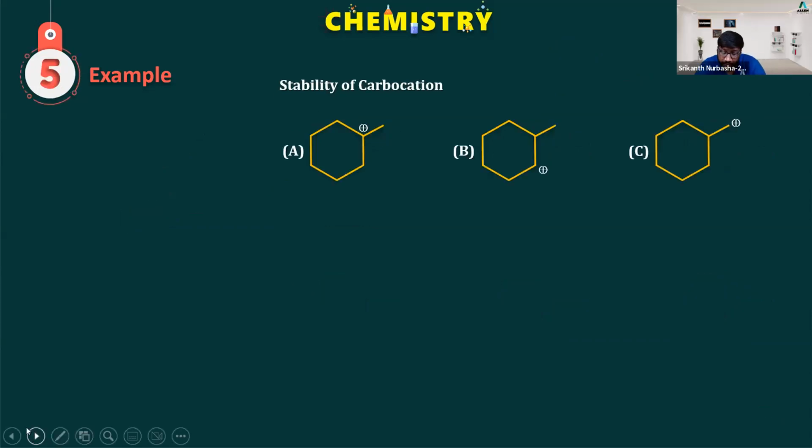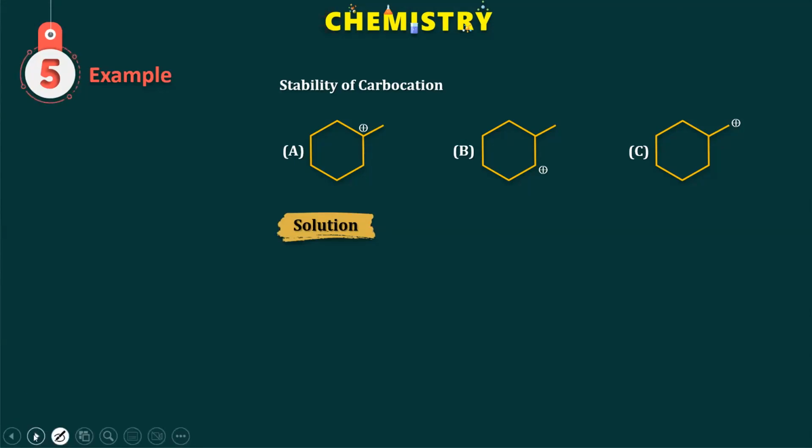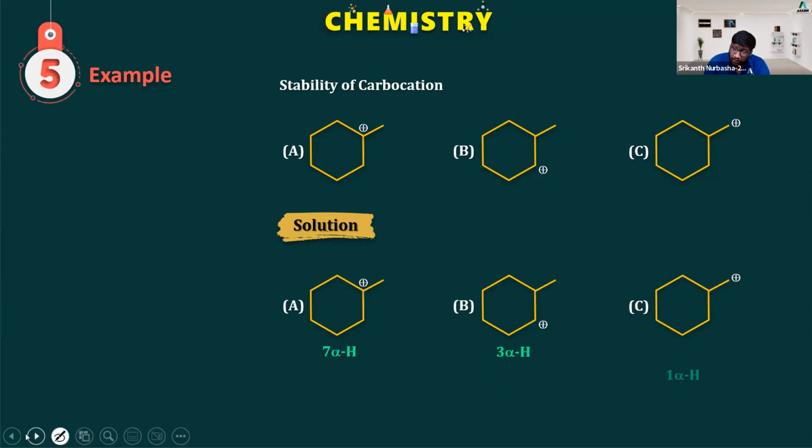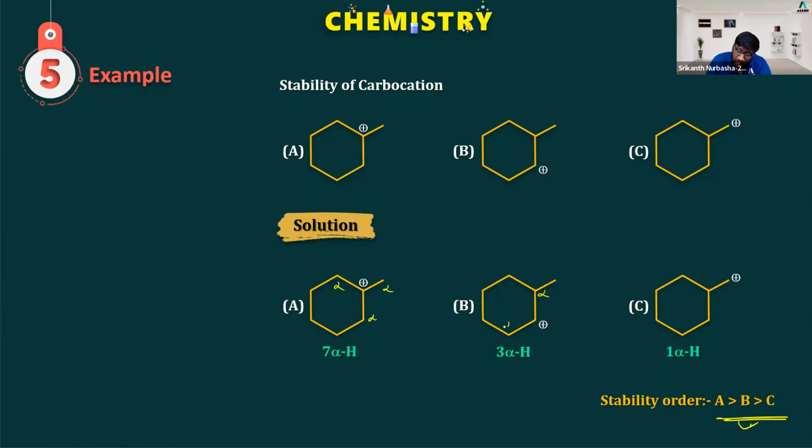Try to compare here the stability of carbocation. A, B, C. In structure A, we have no resonance, only hyperconjugation is there. 7 alpha hydrogens, 3 alpha hydrogens, and 1 alpha hydrogen. So A greater than B greater than C will be the order of stability. This is alpha, this is alpha, and so on. Based on the number of alpha carbons, you can find out the number of alpha hydrogens. Greater the number of alpha hydrogens, greater will be the stability.